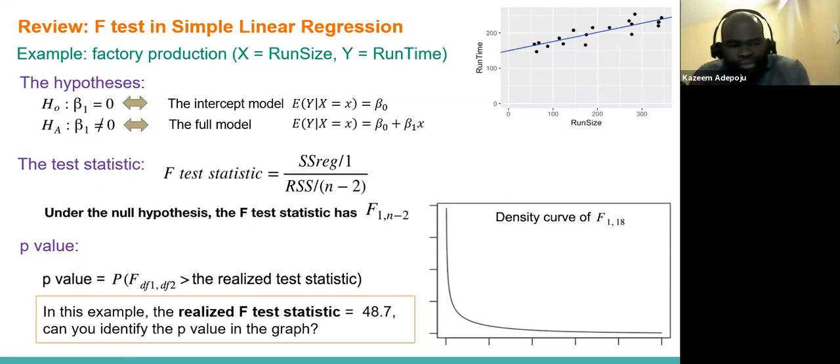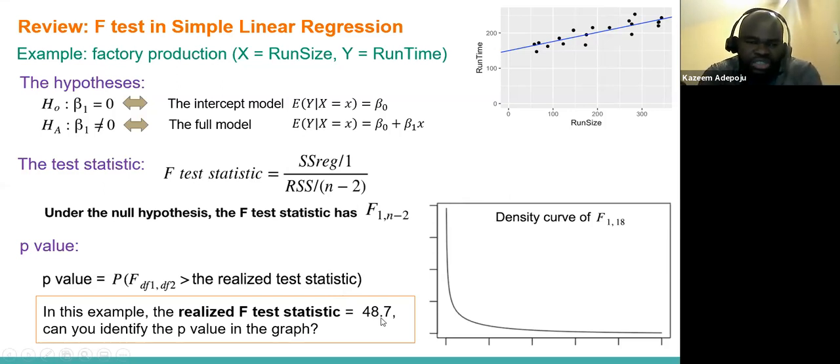So in the example that we're treating right now, concerning the run size and the run time, when we compute this, we actually got 48.7. I showed you the other time how you can have access to the sum of squares of regression and the RSS, and it's something that we can also compute. I'm still going to show you how that can be done. But if I use this formula on the data set that we have, this is what we got. We got 48.7.